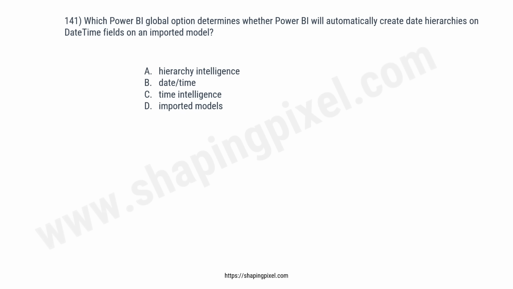Question number 141. Which Power BI global option determines whether Power BI will automatically create date hierarchies on date time fields on an imported model? And we have four options. Option A, hierarchy intelligence. Option B, date time. Option C, time intelligence. Option D, imported models. So the right answer here is option C, time intelligence.